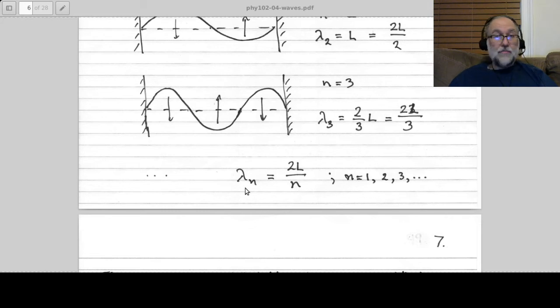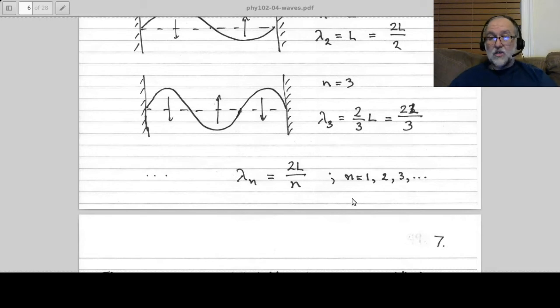So you'll notice that you don't just get any old lambda. You're going to get either 2L divided by 1, capital L, 2L divided by 2, 2L divided by 3, 2L divided by 4, and so on. You're never going to get 2L divided by 1.5 or 2L divided by 1.773. It's always 2L divided by some integer. So lambda is discrete. What discrete means is it doesn't come in any old value. You can't have a continuum of lambdas. Only certain lambdas are allowed. And that in physics is called discretization.